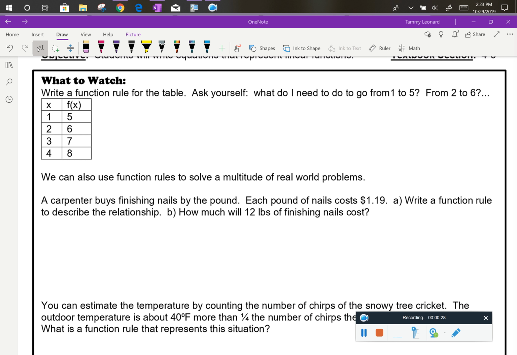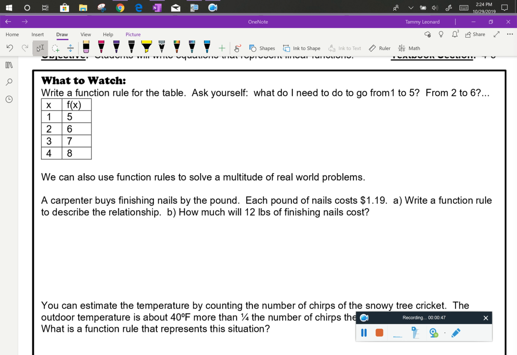So how do I get from 1 to 5? And how do I get from 2 to 6? The trick is I need a single rule that works for each of the points in the problem. So there's a few different approaches that you can take. Sometimes the rules are really obvious and they jump right out at you, and sometimes they're not as obvious.